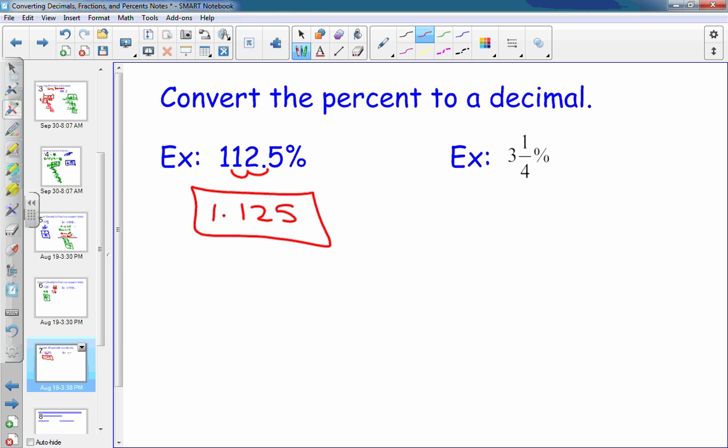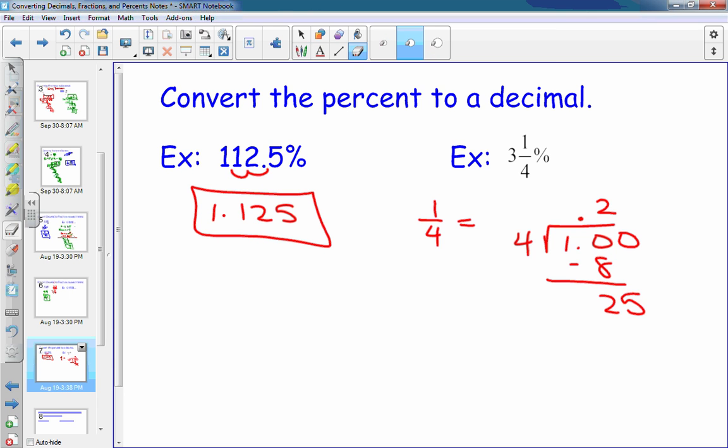Okay, what about this one? 3 1/4%. I want a decimal, don't I? What's a fourth? 0.25, right? Okay? If you're not certain about that, well, that's the same thing as putting the 4 on the outside, the 1 goes there, and that. Do we remember that? It's the same thing, right? So this gives me a 2, this gives me an 8. We subtract them, that gives me a 2, drop down a 0. This gives me a 0. And that's going to give me the 0.25, right?